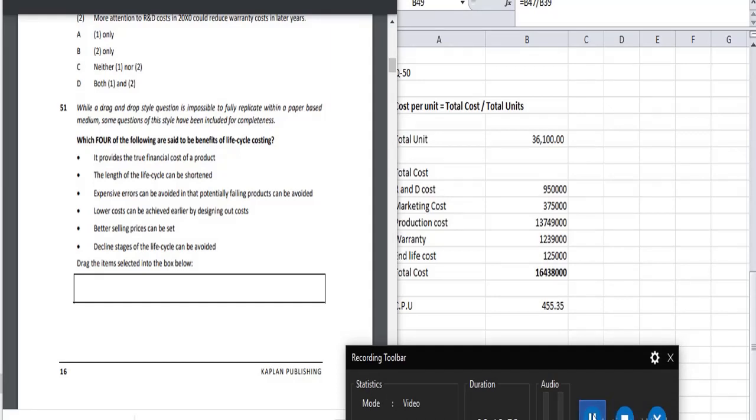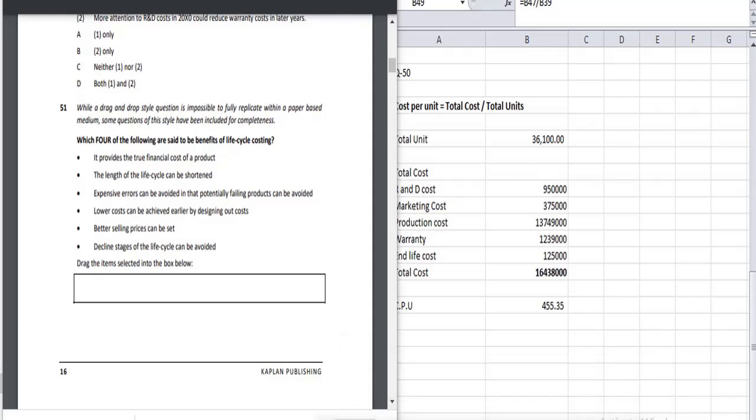Okay, so where were we? Yeah, for the second point, the question is telling that the length of the life cycle can be shortened, right? So shortening the life cycle may be a good idea for life cycle costing, but using life cycle costing does not mean we can shorten the life cycle. This shortening of the life cycle is telling about the overall life cycle of the product, including introduction, development, maturity, decline, all phases. This statement is telling that.